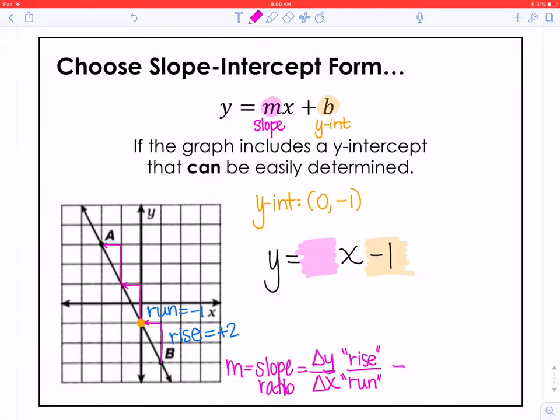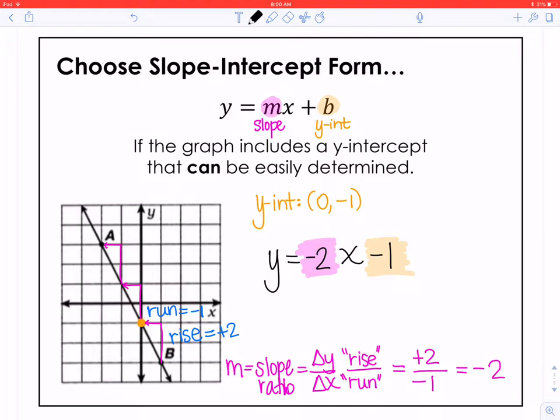Okay, so what is our ratio? Our rise is a +2, and our run is a -1. So simplify. Positive divided by a negative is negative, and 2 divided by 1 is 2. So we know our slope, our m, for the line that we're writing the equation for is -2. So y equals -2x minus 1. There we are in slope-intercept form.